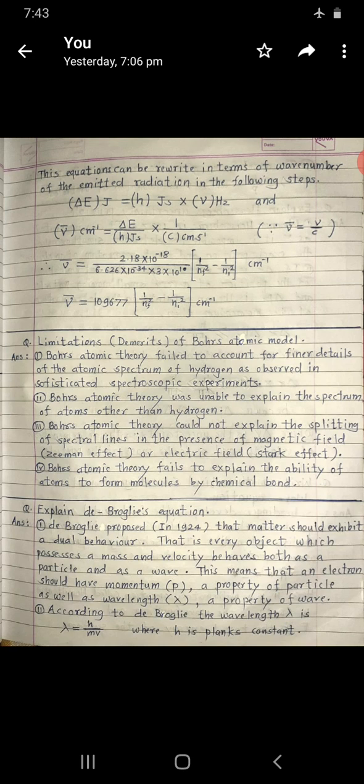Third one, Bohr's atomic theory could not explain the splitting of spectral lines in the presence of magnetic field, that is Zeeman effect, or electric field, that is Stark effect. Magnetic field is known as Zeeman effect, and electric field is known as Stark effect.